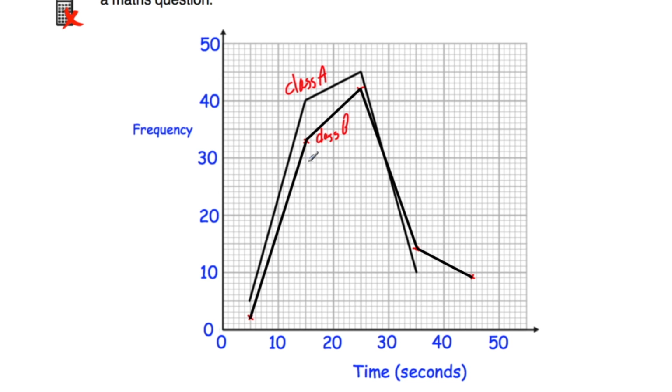So that means that they answered the question in a quicker time, so it took them less time to answer the question. Whereas Class B, fewer people were able to answer the questions in a quick time, and some of them even took longer than 40 seconds.